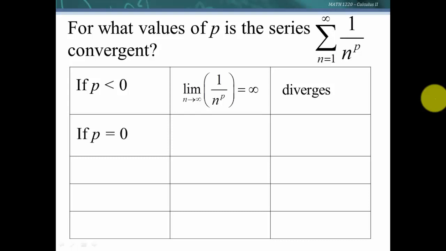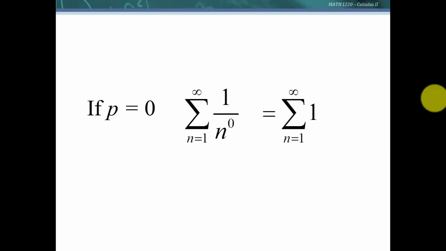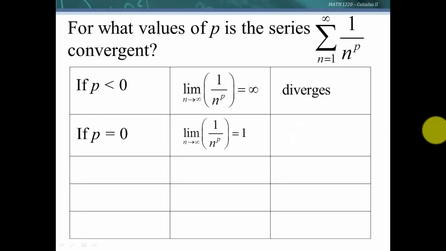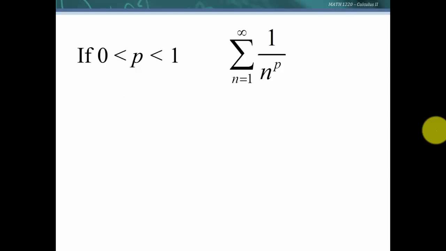What if p equaled 0? Well, if p equaled 0, we'd have something to the 0, which is 1, so we'd have 1 over 1, which is 1. We'd be summing up 1 plus 1 plus 1, which would go to infinity, so it would also diverge. What if p was greater than 0? Now, there are cases where it's a fraction versus an integer or something greater, so we're going to need to look at different cases. So first we'll consider a fraction between 0 and 1.